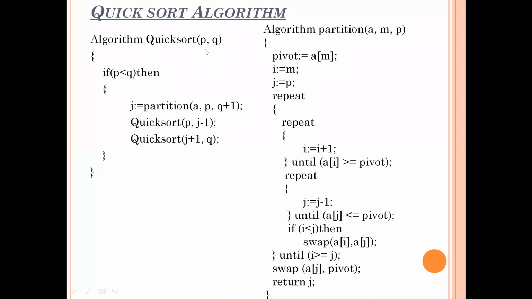The starting and the ending indexes of your list. So if P is less than Q, then what we are doing? We are saying J is equal to partition of A comma P comma Q plus 1. So we are giving 1 and Q, which means N, that is the size of our list, plus 1. Why are we giving that? Because we are decrementing the J and we are incrementing the I value. So these three parameters are given for the partition algorithm.